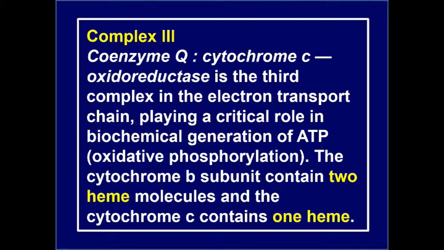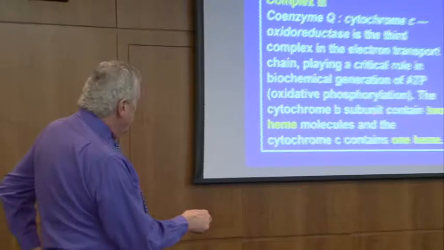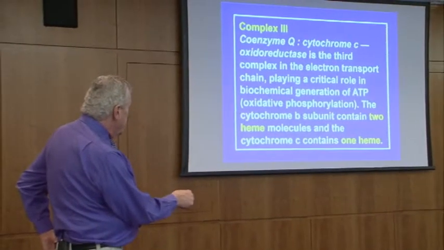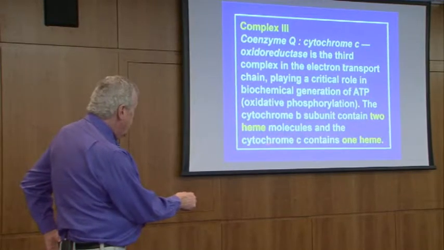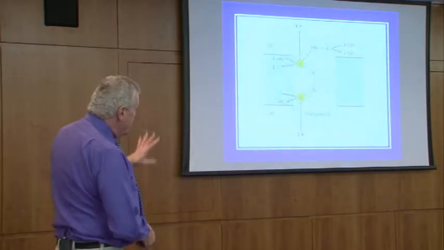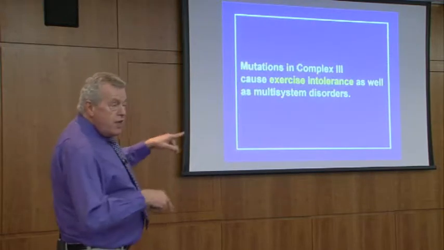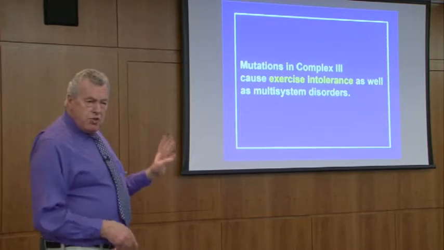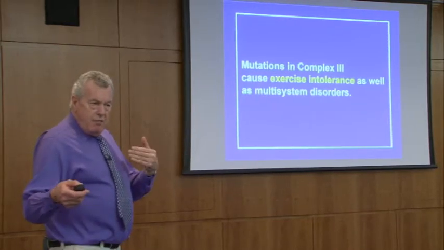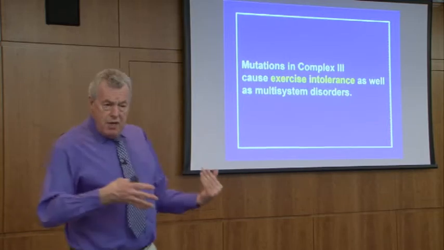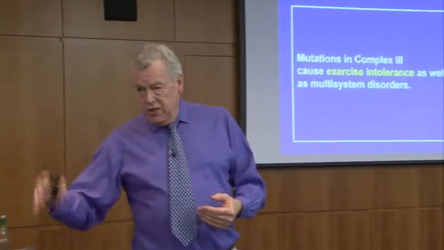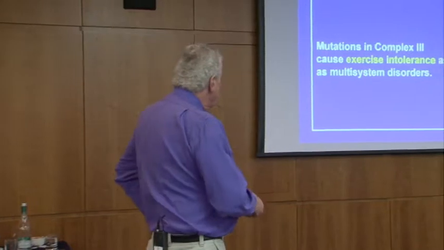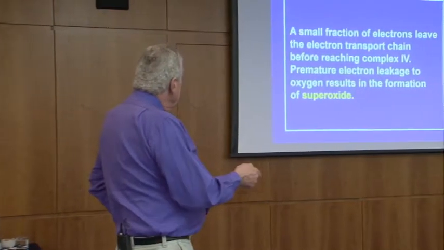So let's go on. Number 3 is cytochrome C oxidoreductase. You see here the cytochrome B, which forms complex 3, contains 2 heme molecules, and the cytochrome C contains 1 heme. So we've got another heme. With complex 3, 4, and cytochrome C, they're all heme-derived molecules. So you can see why heme is such an important substance to understand. How do we make heme? Why is it important? Because it goes on to make hemoglobin and those other enzymes that get rid of free radicals. So let's whip through that.